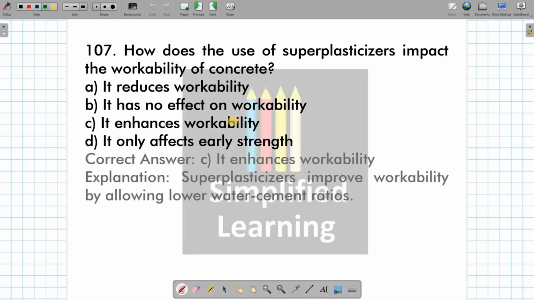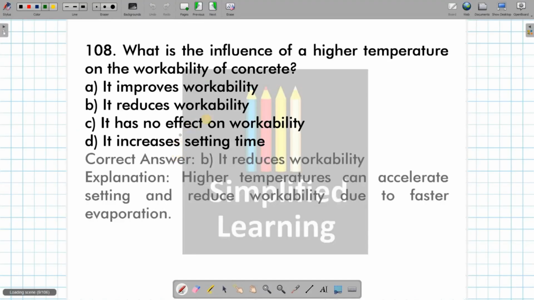Then how does the use of super plasticizer impact the workability of concrete? See, super plasticizer increases the workability, right? It adds on the workability aspect of concrete. Then what is the influence of higher temperature on workability of concrete? Higher temperature reduces workability. High temperature can accelerate setting time and thereby reduce the workability due to faster evaporation. Means water will be leaving the concrete mix and thereby making the concrete less workable, right?